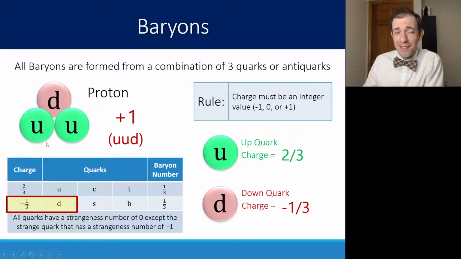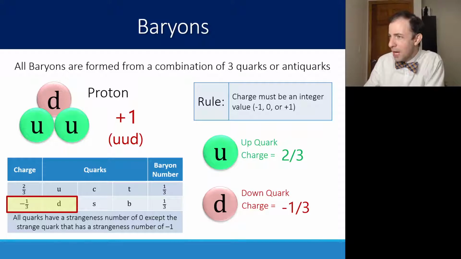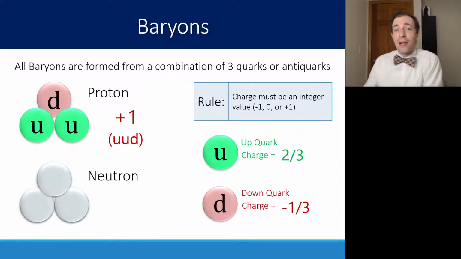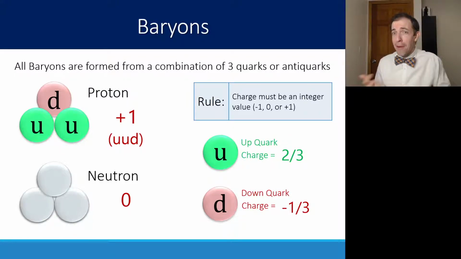Sometimes we can draw it like this as a group of 3 quarks, or sometimes you might see it just represented in parentheses. UUD, up, up, down, is the quark combination for a proton. For a neutron, we know that that is a neutral charge. So likewise, you can probably figure out the combination of up and down quarks to make that neutral happen.